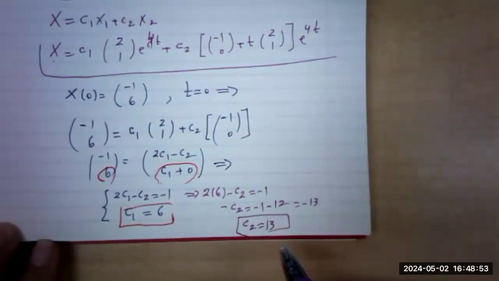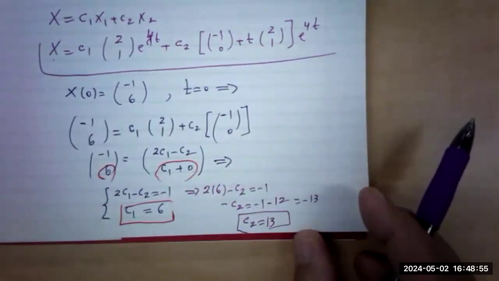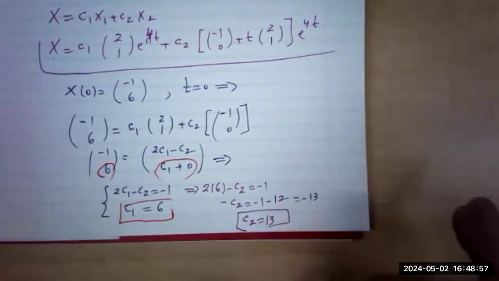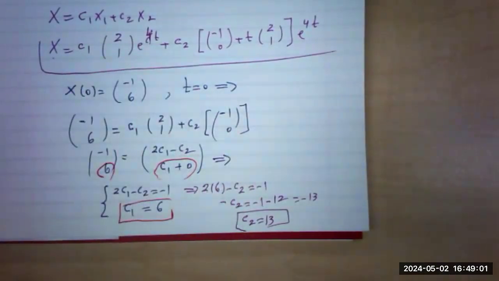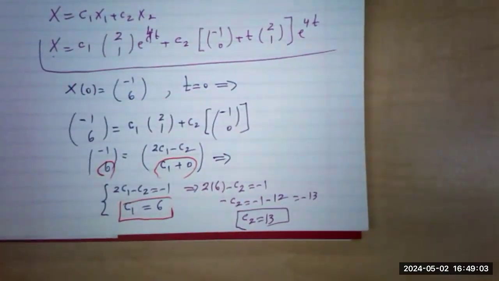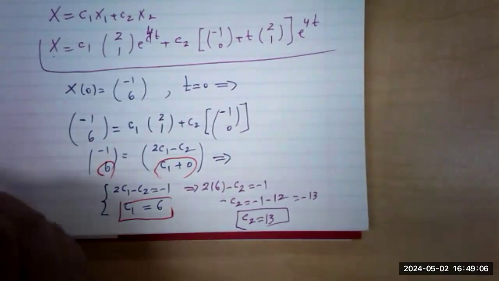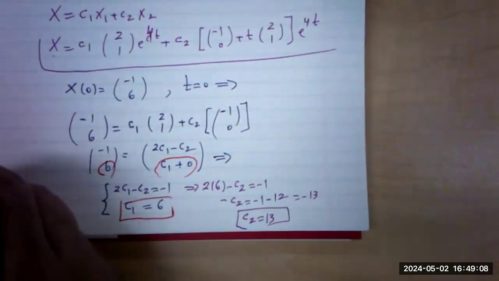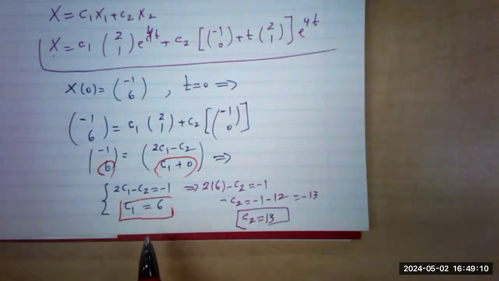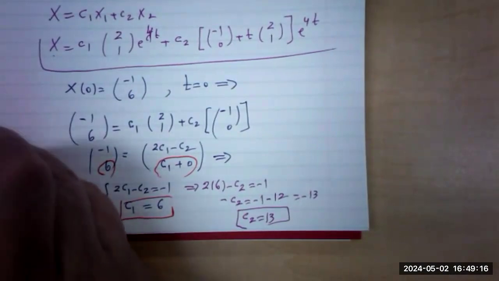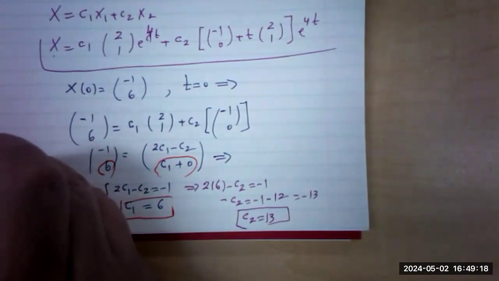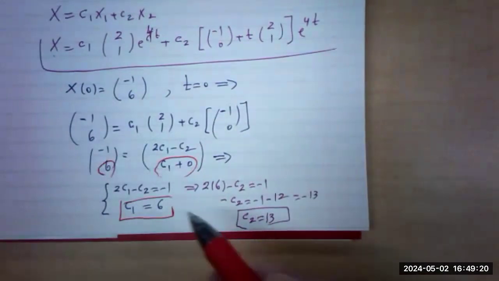Okay, that's the C1 and the C2. You go back, substitute here, and you present the solution. Okay, it would be 6, and that would be 13. Yeah, write it down here. So x is going to be equal to, which is x of t, C1 is 6 times, okay, (2, 1) e to the 4t, plus 13.